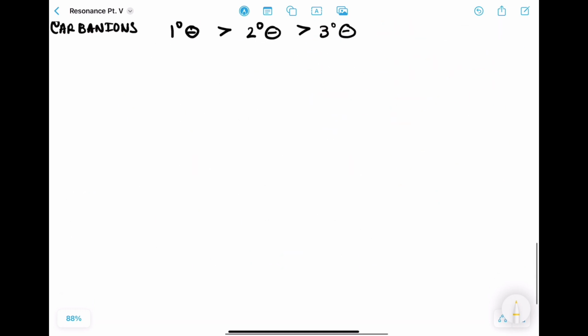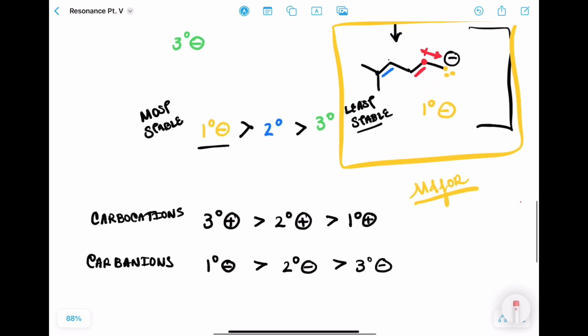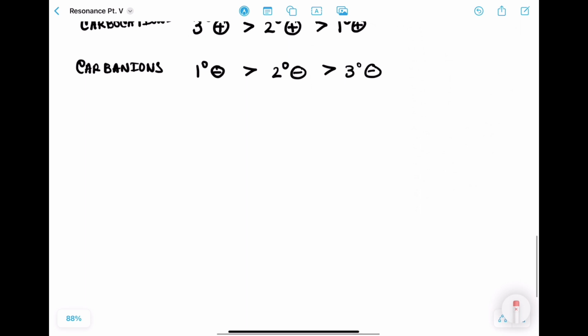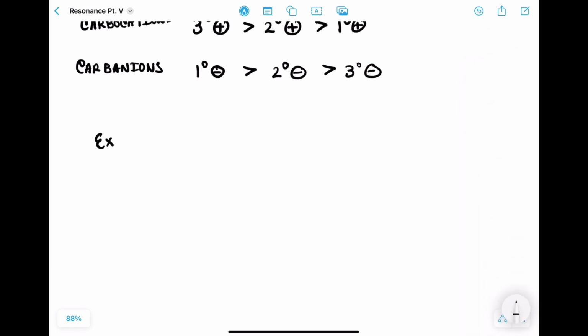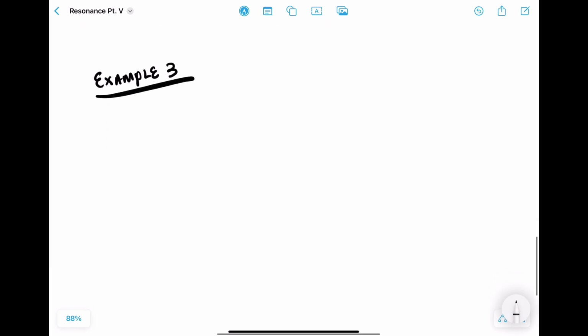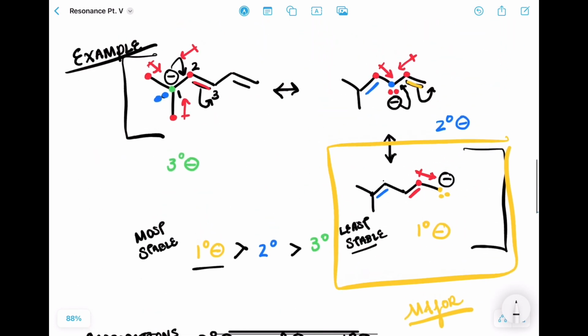Now let's do one last example, and this time of radicals. So we may not have gotten to the radical chapter yet, but I think it's very similar to these, so it's good to expose you ahead of time for that. So this is example number 3. And we're going to go ahead and make it very, very similar to the first structure.